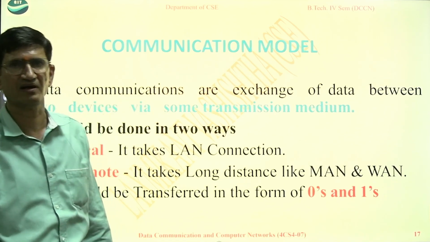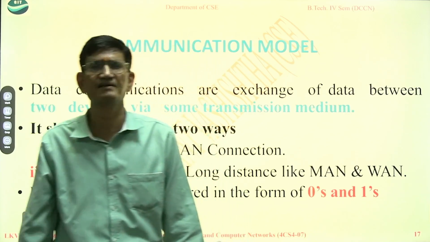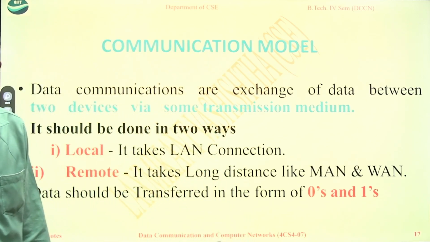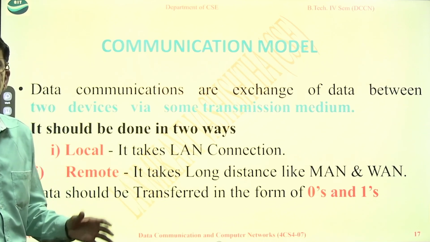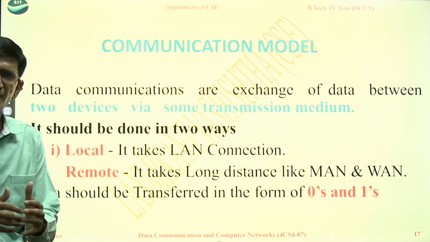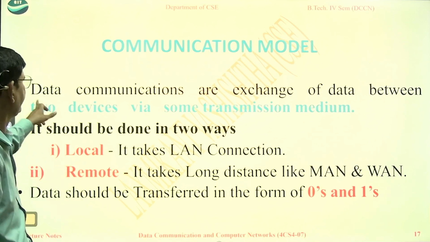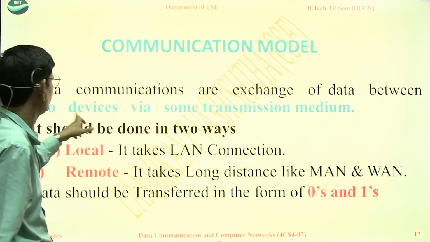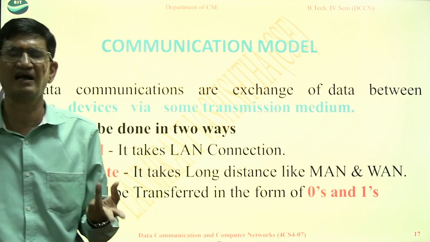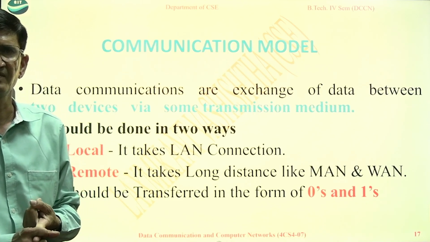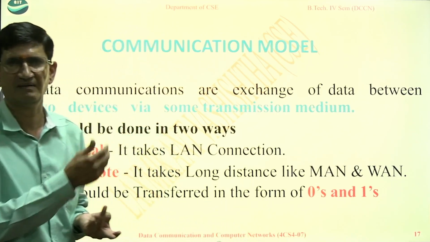Now communication model, like our college timetable, it is like a communication model in which there is time, which subject, and who is the faculty to take that subject. It is like a communication model, how we communicate from one node to another node. Data communications are the exchange of data between two devices via some transmission medium. Again, the transmission medium is guided or unguided. Unguided means Wi-Fi, infrared, Bluetooth, and guided is the Ethernet cable.